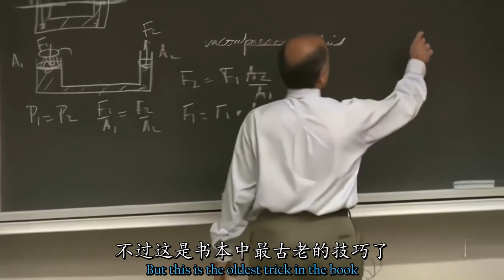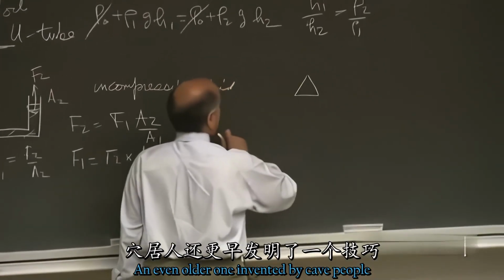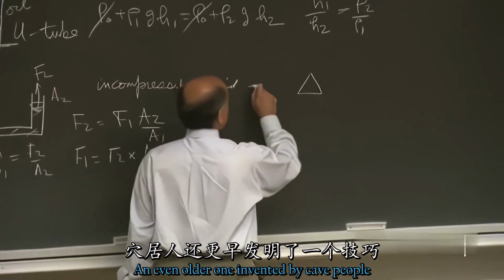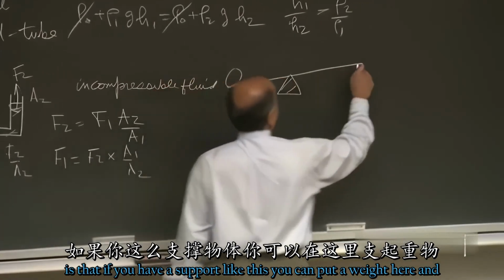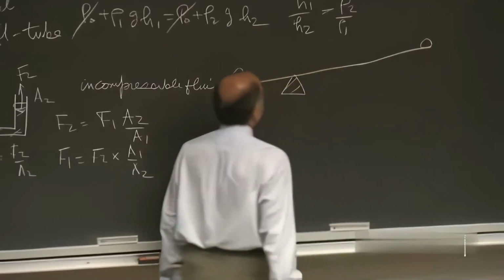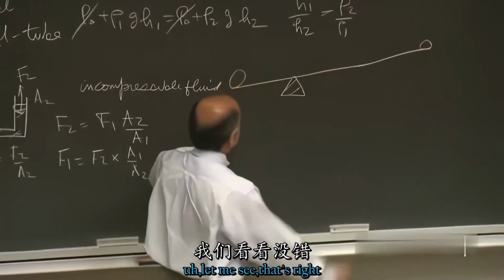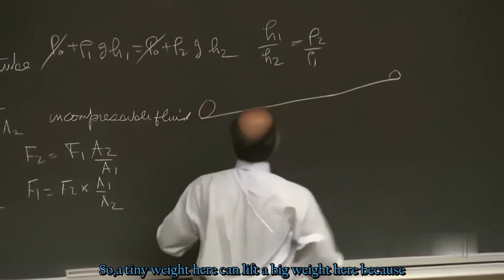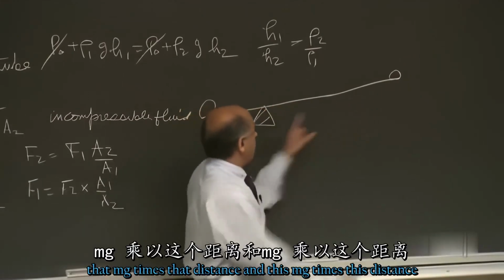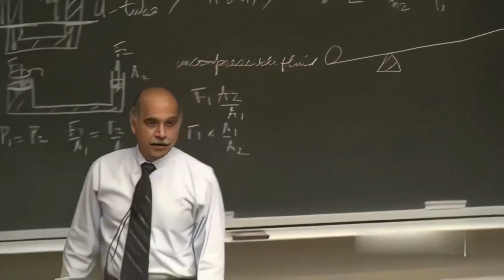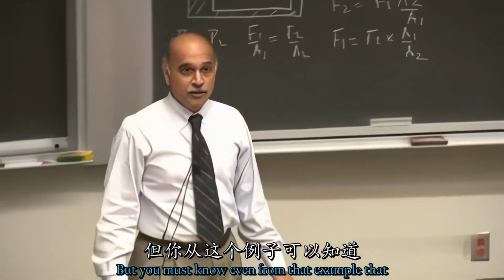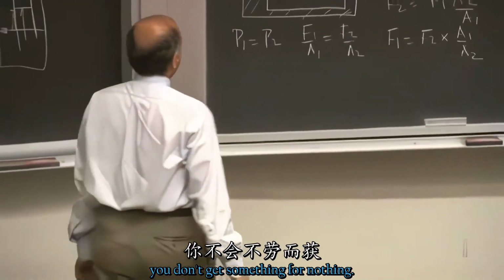But this is the oldest trick in the book. The even older one invented by cave people is that if you have a support like this, you can put a weight here. And let me see, that's right. So a tiny weight here can lift a big weight here because that mg times that distance and this mg times this distance will be equal. But you must know, even from that example, that you don't get something for nothing.